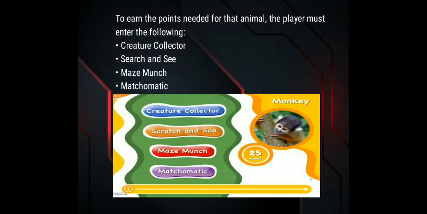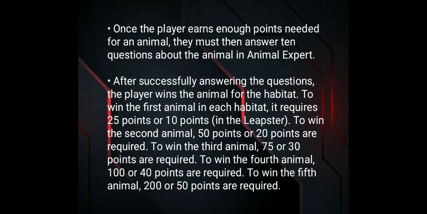To earn the points needed for that animal, the player must choose any combination of the Scratch and See, Match-O-Matic, Creature Collector, and Maze Match games. Once the player earns enough points needed for an animal, they must then answer 10 questions about the animal in Animal Expert. After successfully answering the questions, the player wins the animal for the habitat.